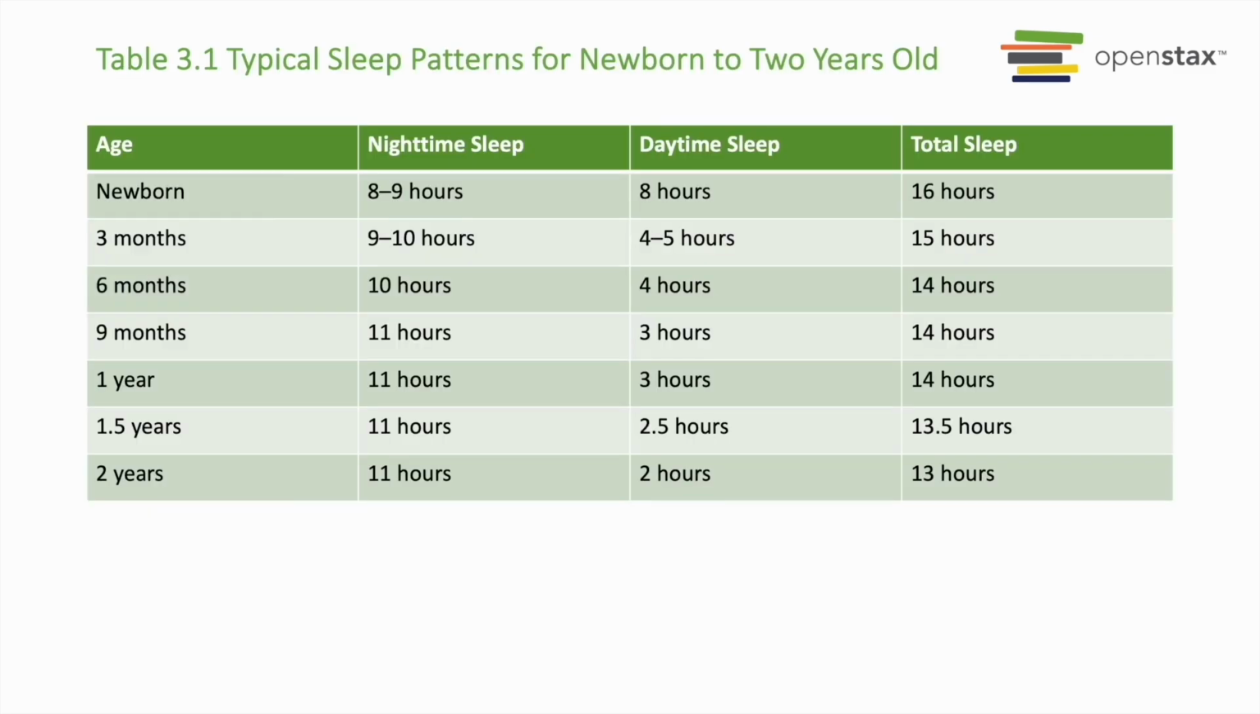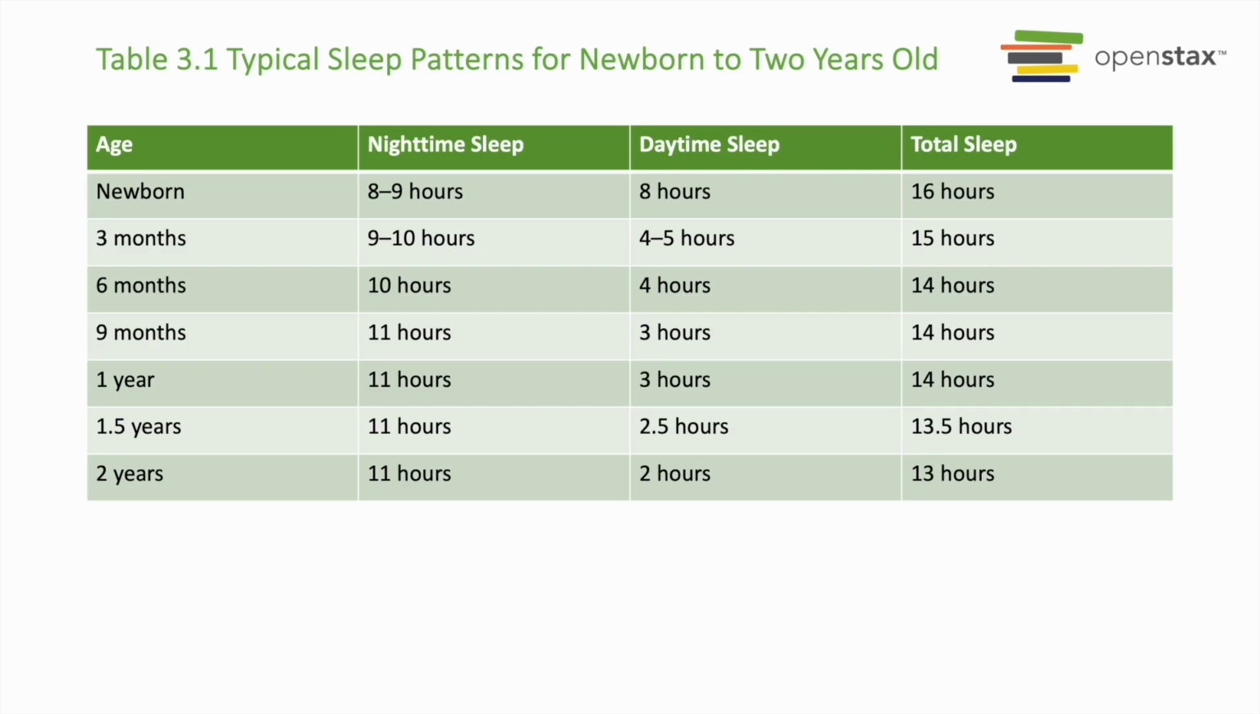Table 3.1. Typical sleep patterns for newborn to 2 years old. We're going to look at firstly the age, then nighttime sleep, daytime sleep, and finally the total sleep. Now newborns, nighttime sleep includes 8 to 9 hours, and daytime sleep includes 8 hours for a total of 16 hours. At 3 months, nighttime includes 9 to 10 hours, daytime 4 to 5, for a total of 15 hours.